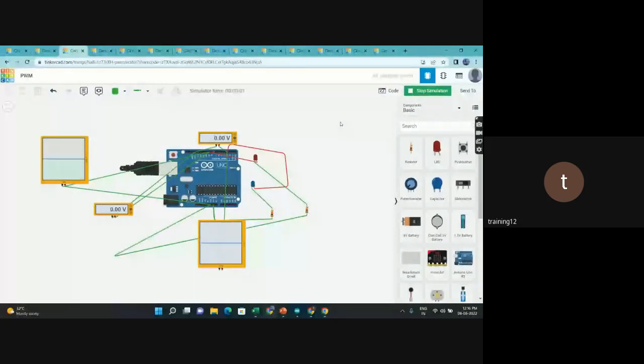So here you see, can you see the change? Hello? Yes, sir. Okay, like that it changes, and the LED will glow. According to the pulse, according to the voltage, the LED glows. This operation is happening.